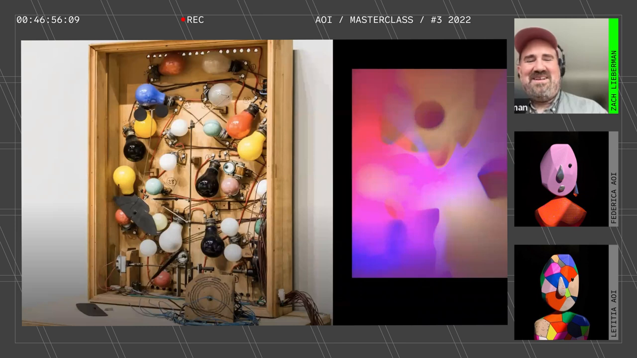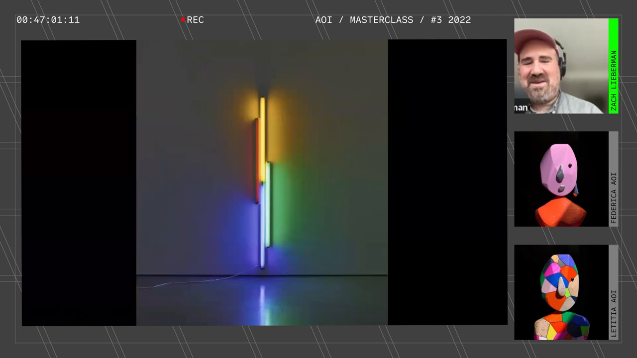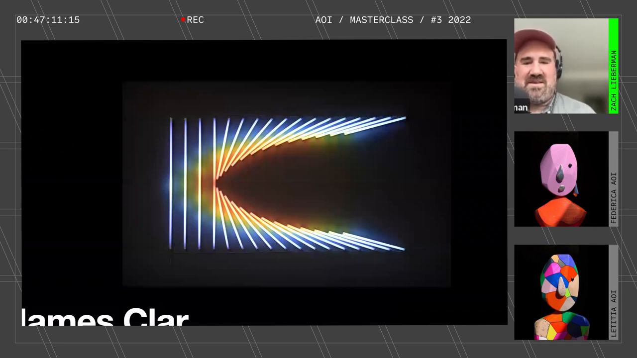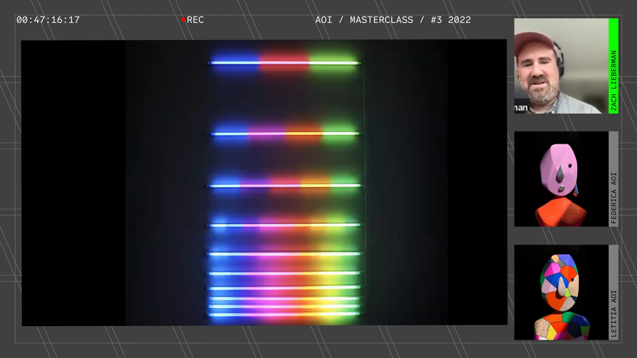Artists like Dan Flavin, I just love the idea that you can have a light source and really paint with it, really create space with it. There's an artist named James Clark, a light artist who I really admire. And I just love this kind of approach.